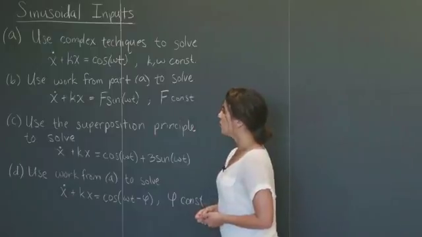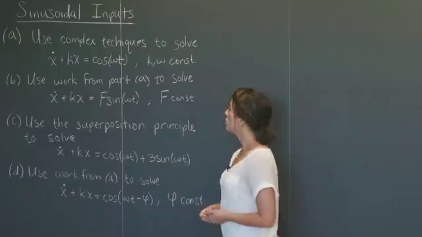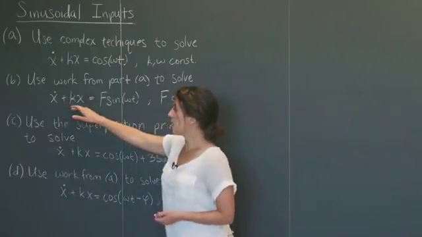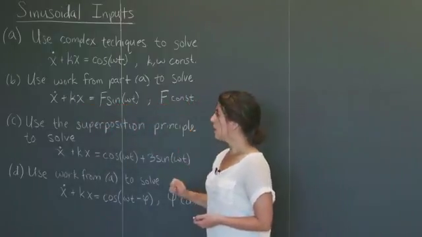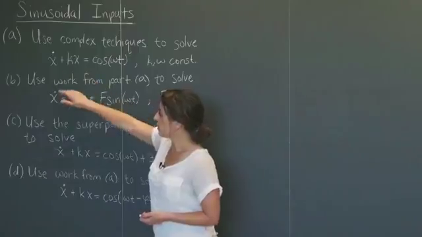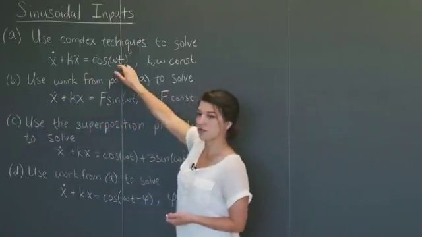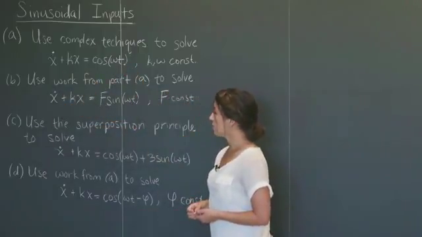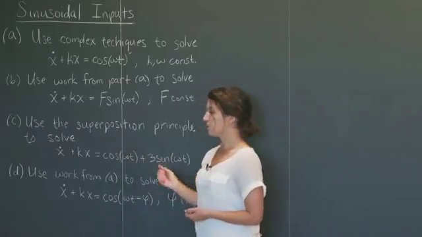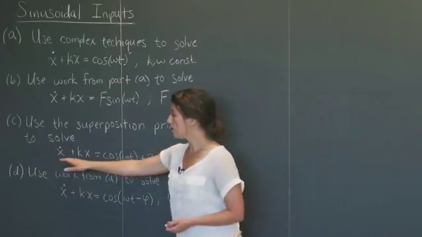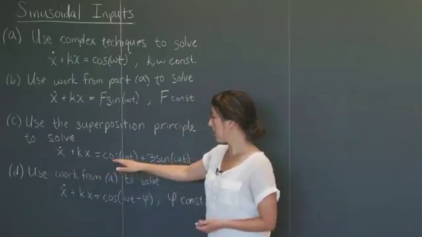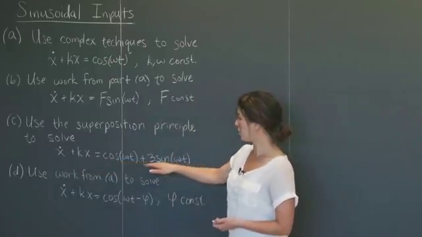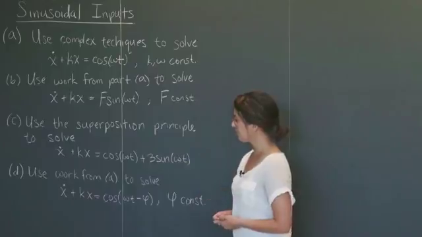In Part B, we will use our work from Part A to solve x dot plus kx equals f sine omega t, where f is a constant. Notice that the two left-hand sides are the same, but the inputs are different. In Part C, we will use the superposition principle to solve, again, the same left-hand side, x dot plus kx, but our input is now cosine omega t plus 3 sine omega t.